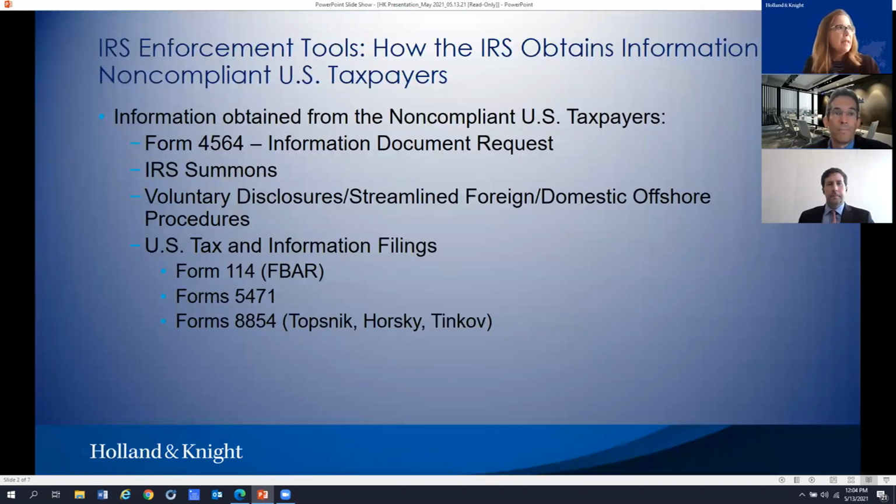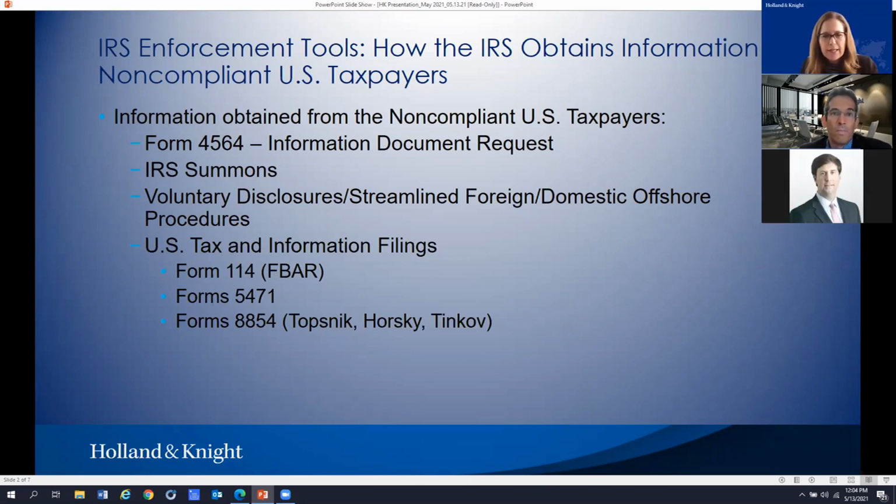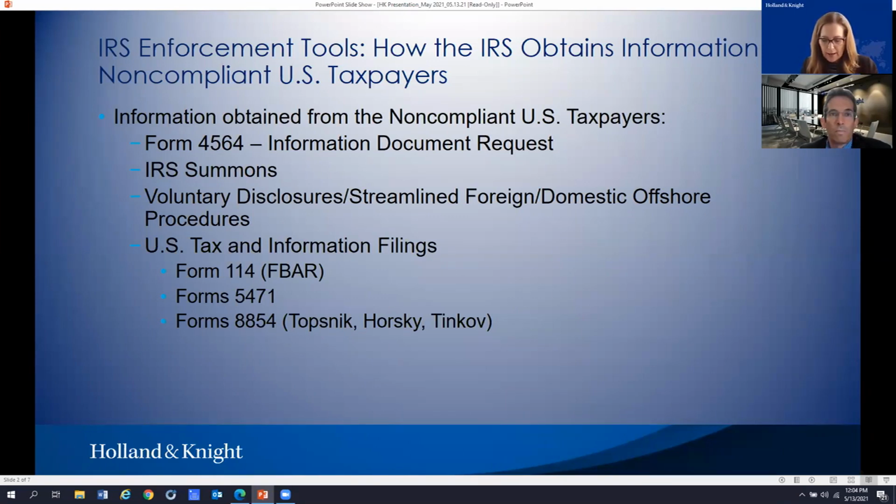All right, thanks, Kevin. I'm going to start off with IRS enforcement tools, how the IRS obtains information on non-compliant US taxpayers. This is information that they get from the taxpayers themselves. One of the most common ways that the IRS obtains information is through Form 4564, the Information Document Request, or IDR, which is issued by an agent during a routine audit. Code section 7601 gives the IRS pretty expansive authority to request basically any kind of information that the IRS agent requires to resolve the audit.